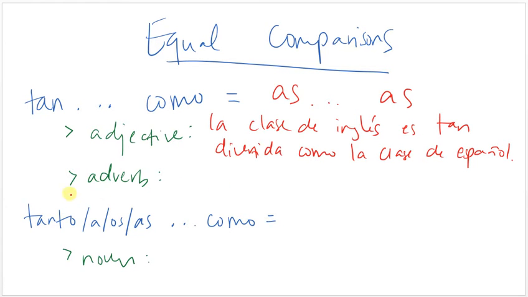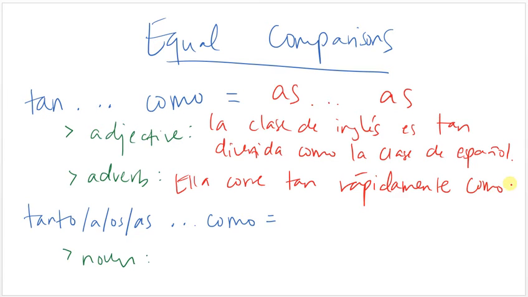It's all lies. Okay, now if we're comparing an adverb, it's also going to be tan, dot, dot, dot, como, or tan, adverb, como. For example, ella corre tan rápidamente como él. Okay, she runs as quickly as he does. Tan, adverb, como.